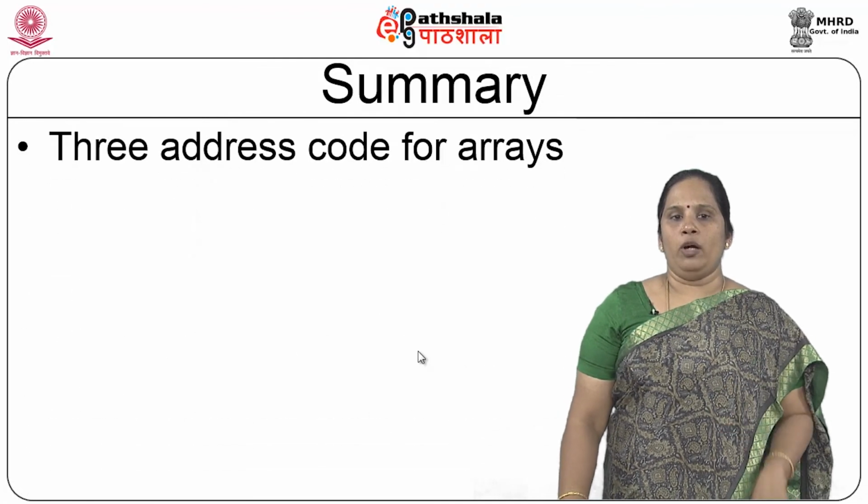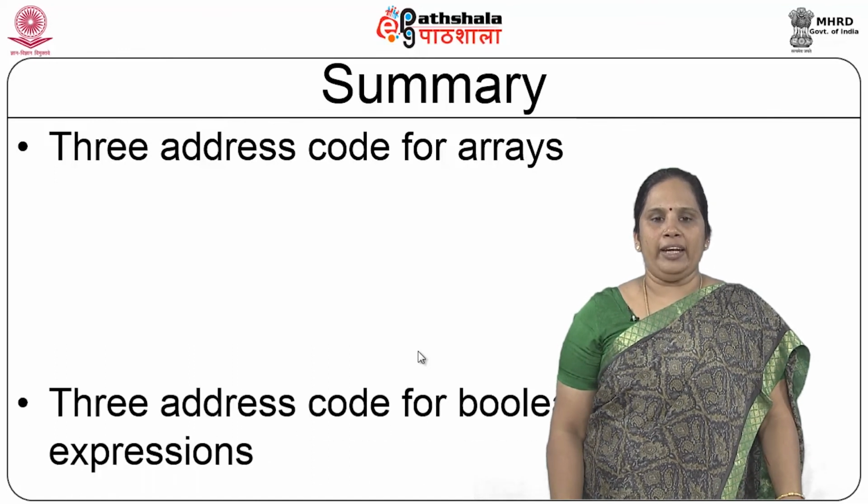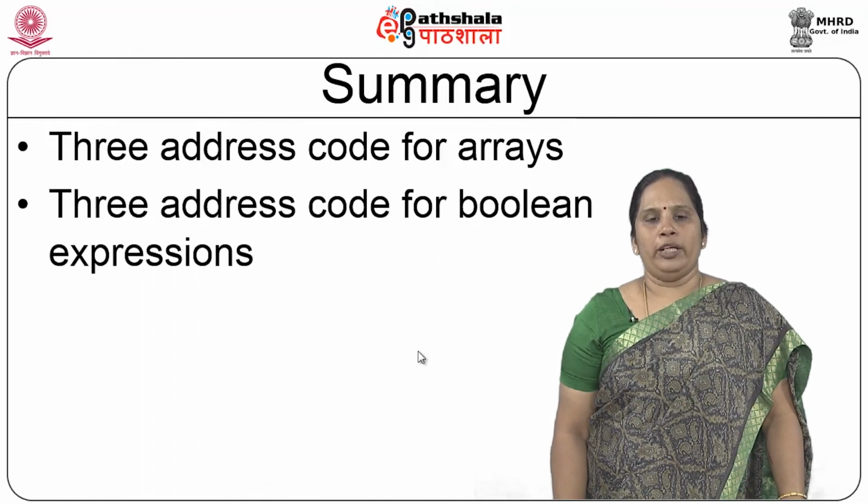So, to summarize this module, we have looked at 3 address code for arrays, 3 address code for Boolean expressions, and an introduction to short circuit code. And with that, we wind up this module.